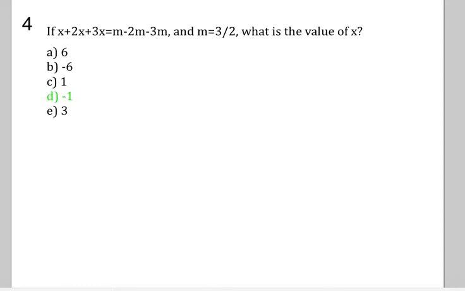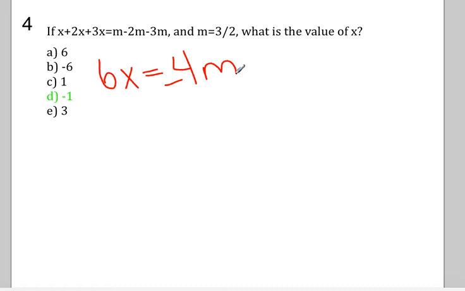All right, so the answer you get is D, negative 1. x plus 2x plus 3x, you can actually just add all those like terms together. You're going to get 6x. m minus 2m minus 3m is like 1m minus 2m, negative 1m, and then minus 3 more is negative 4m.